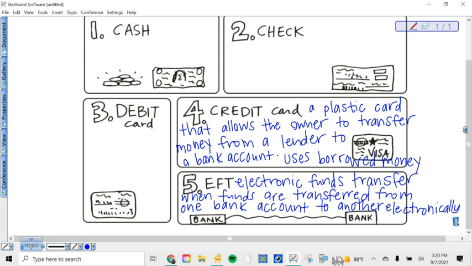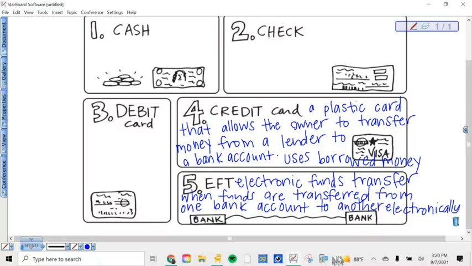So that's going to be like direct deposit. That's going to be like wire transfers that you do at a bank. Or it's going to be like PayPal or Venmo or Cash App. Those kinds of things. Electronic funds transfer.